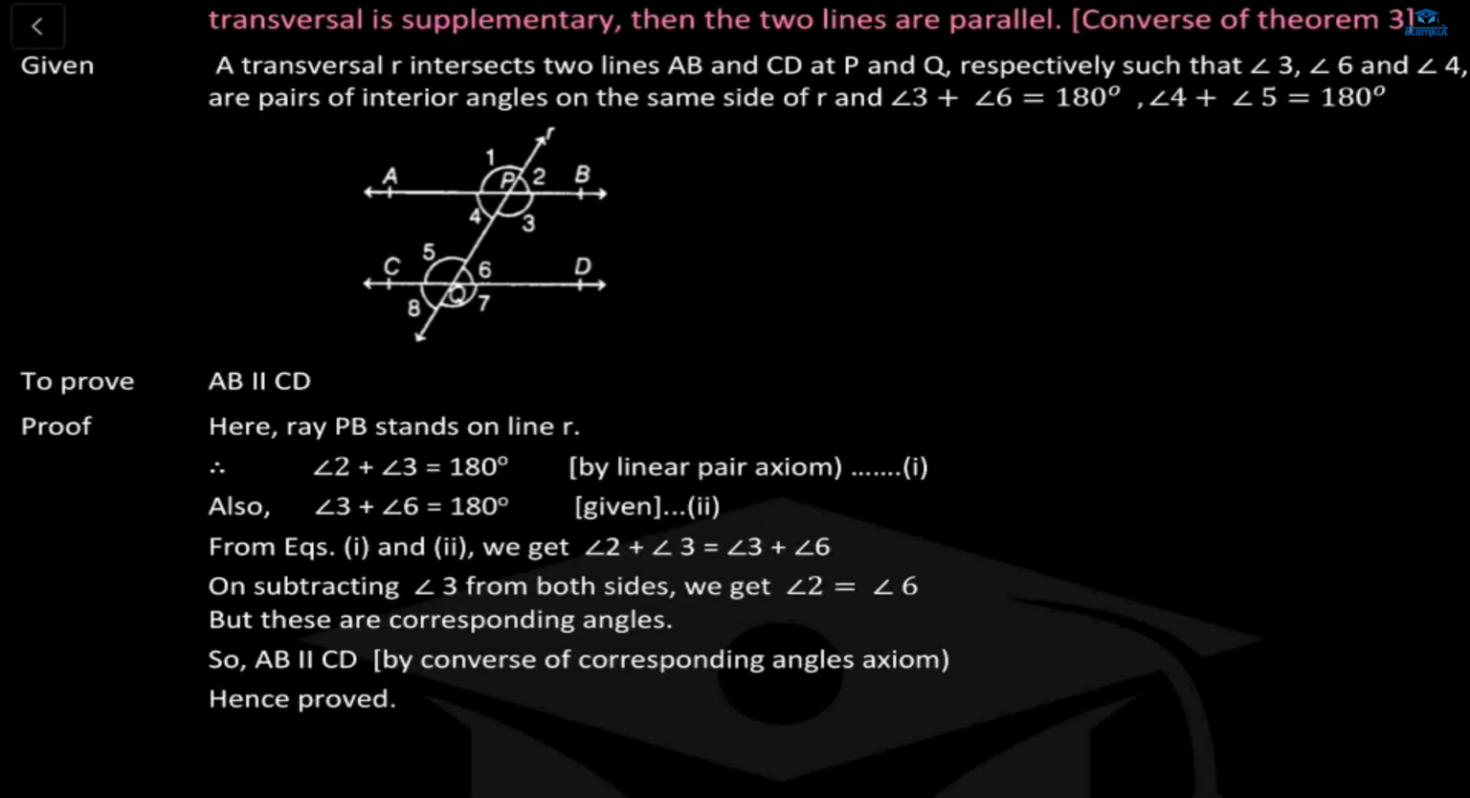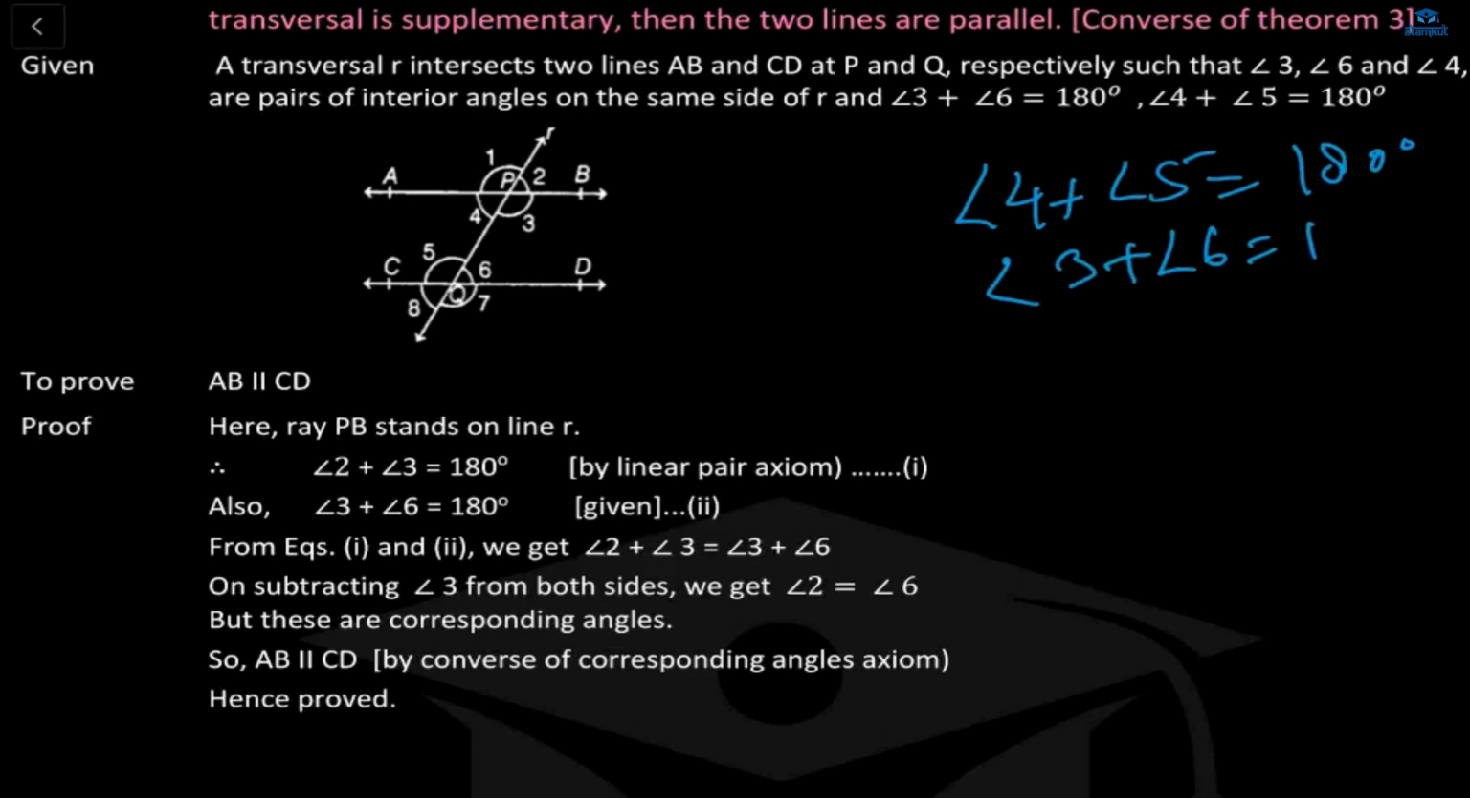Now we have got that angle 4 plus angle 5 is equal to 180 degrees, and angle 3 plus angle 6 is equal to 180 degrees. Okay, we have got this. Now, what are your corresponding angles? 1 and 5, 2 and 6, 4 and 8, 3 and 7. These are the pairs of corresponding angles. There are 4 pairs of corresponding angles. Now, for any one pair you have to prove they are equal, and then you can say that from the converse of the corresponding angle theorem, the lines are parallel.